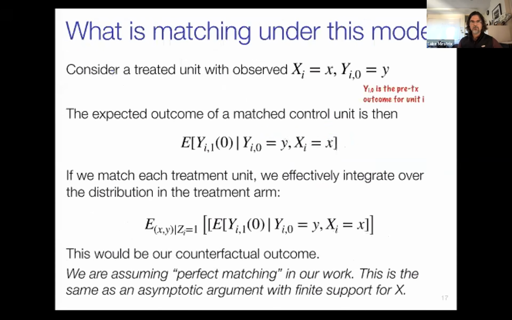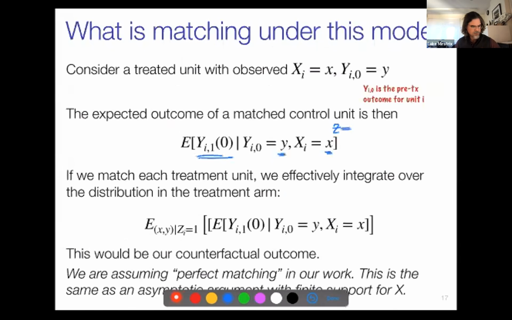So under our model, what does matching mean? Now, in order to walk through that, consider a single treated unit with some observed covariate and some observed pretreatment outcome. The expected outcome of a matched control, if we were matching on both pretreatment outcome and covariate, is: what is the expected value of yi0 given that our pretreatment outcome matches y and our x matches x, and we should also say that z equals 0? Meaning, we're finding a control unit with those particular values of y and x, what is their expected outcome post-treatment?